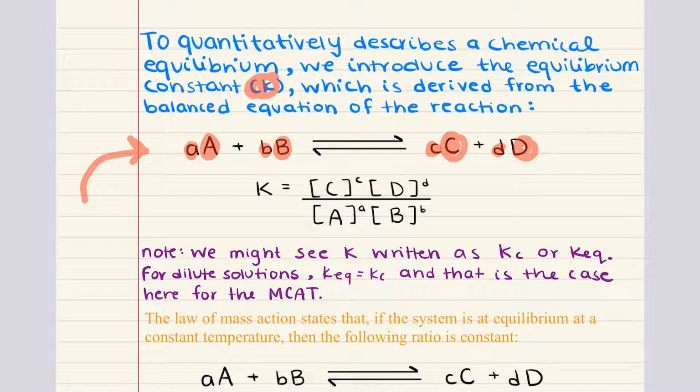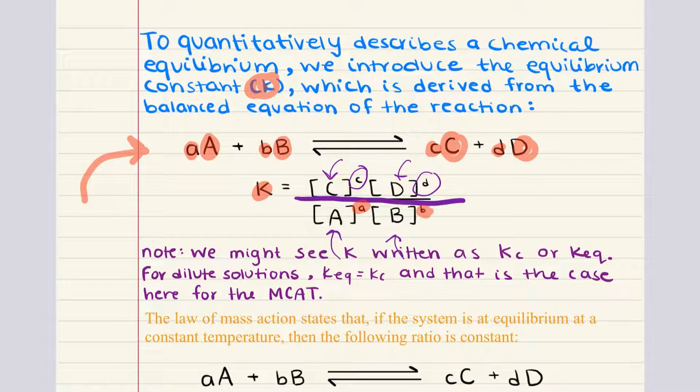Now, the equilibrium constant expression for this reaction is given by the following expression. We have K equals the concentration of products raised to their stoichiometric coefficients and multiplied together, and that's all divided by the concentration of the reactants raised to their stoichiometric coefficients and multiplied together. And so here in this expression, it helps us understand the extent of the reaction at equilibrium.